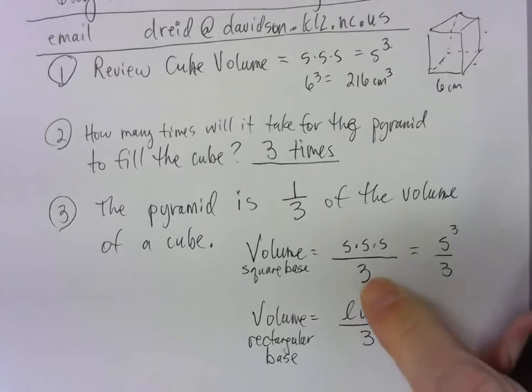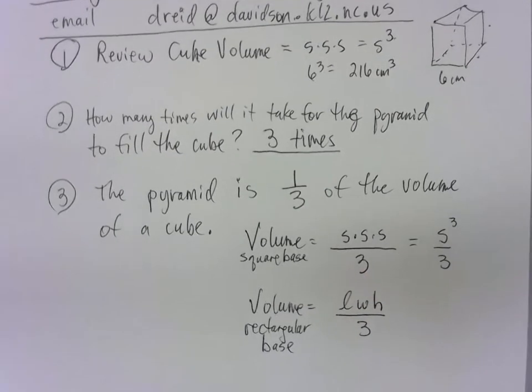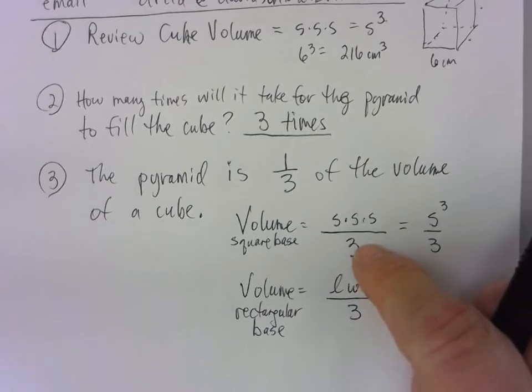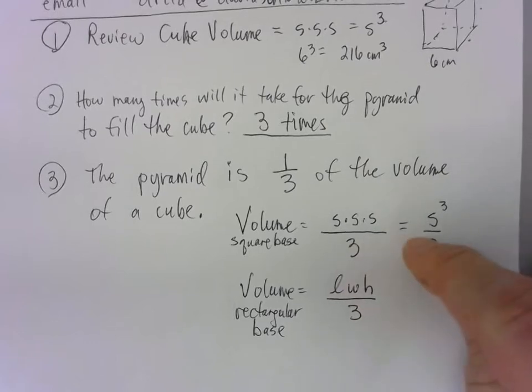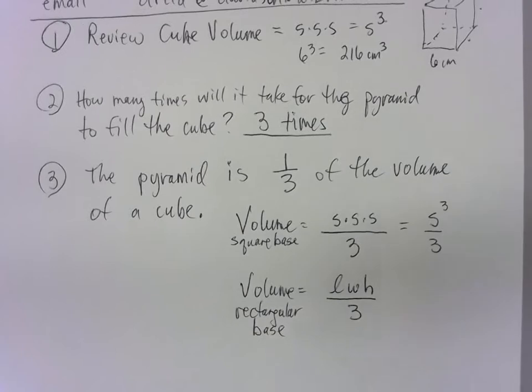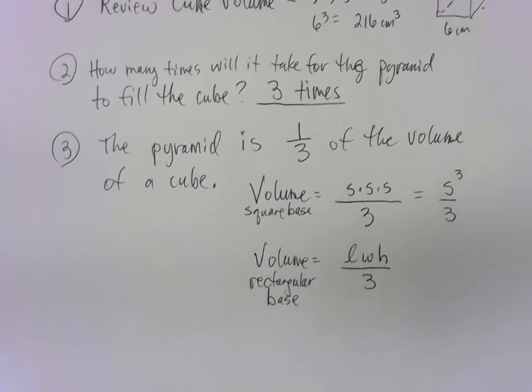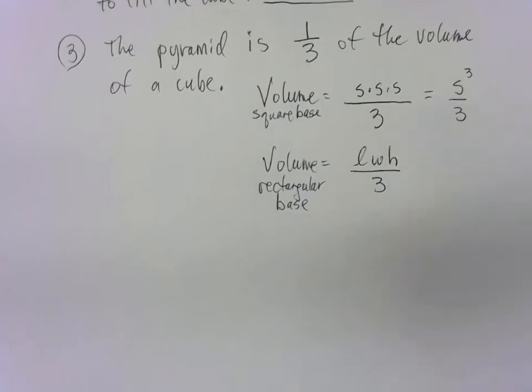In either case, you're going to divide by 3, okay? Because the pyramid is 1/3 of the actual volume, okay? So if it's a square, you're going to do side times side times side divided by 3, or s to the 3rd power divided by 3. If it's got a rectangle base, length times width times height divided by 3. So I'm just going to do one example because they're pretty much all the same, okay? So I'll do the rectangular one.